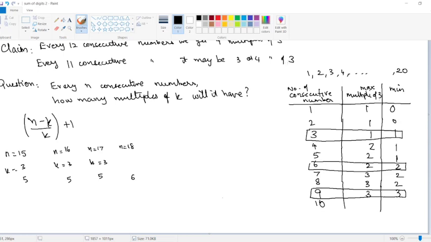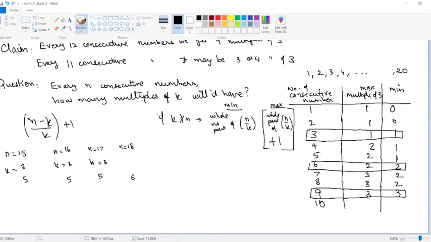So I also have something. If it is divisible, we have n divided by k. If it is not divisible, then the minimum will be the whole number part of n upon k, and the maximum will be the whole number part of n upon k plus 1. If it is not a multiple, you are saying it's whole number part plus 1, right? This is the maximum, and the minimum is the whole number part only.